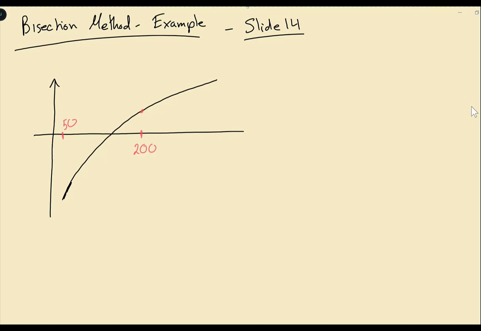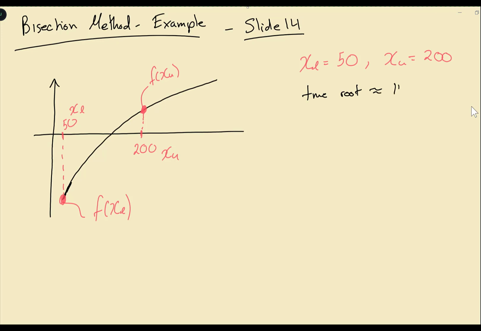So this would be XL and this would be XU, because you can see here that this is above the 0, so upper bound. And this value here would be F of XU, and down here for the 50, this point here would be F of XL. From the problem, it was already defined that XL is 50 and XU is 200. Just for your knowledge, the true root is not 145, it's around 142.74, just as background information.